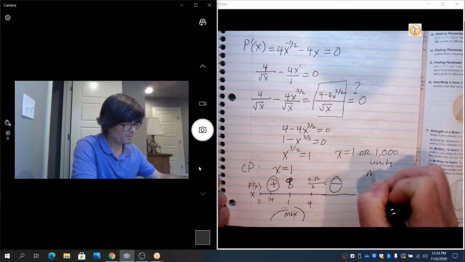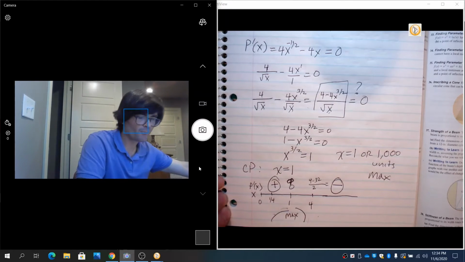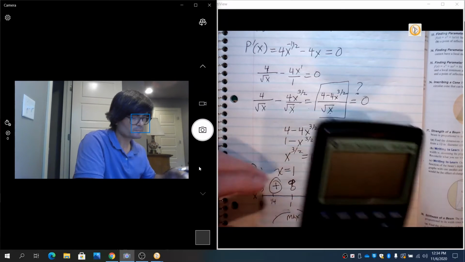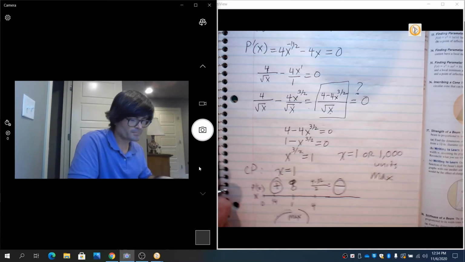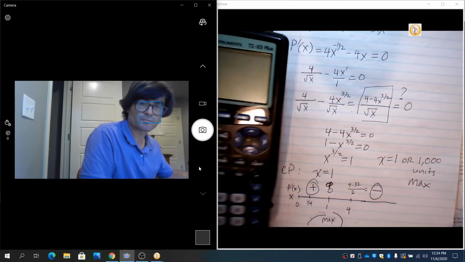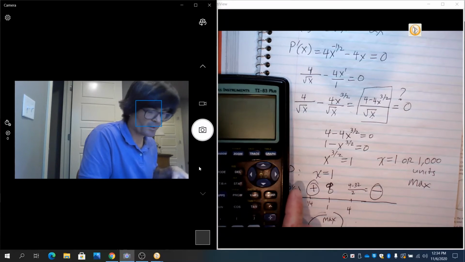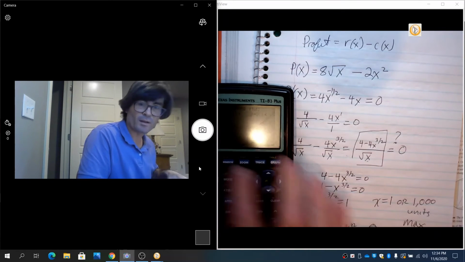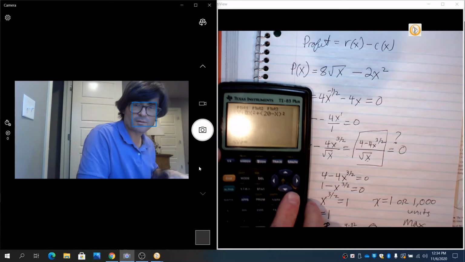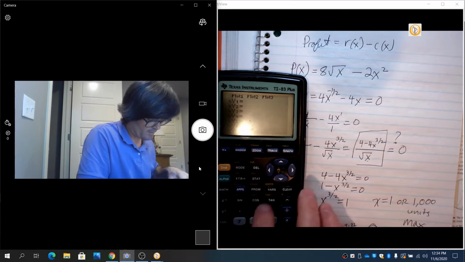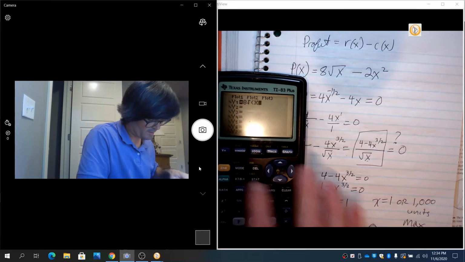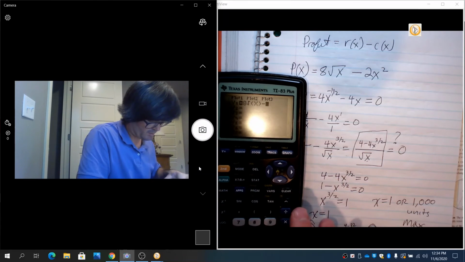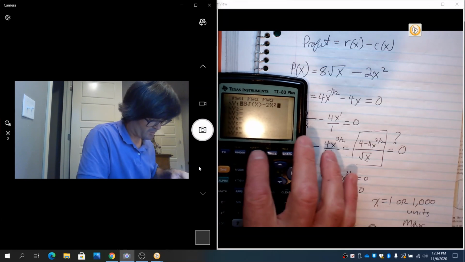we have a max. And let's verify that now with my calculator. I'm going to graph the original function, which is 8 root x minus 2x squared. I'll go to zoom standard.